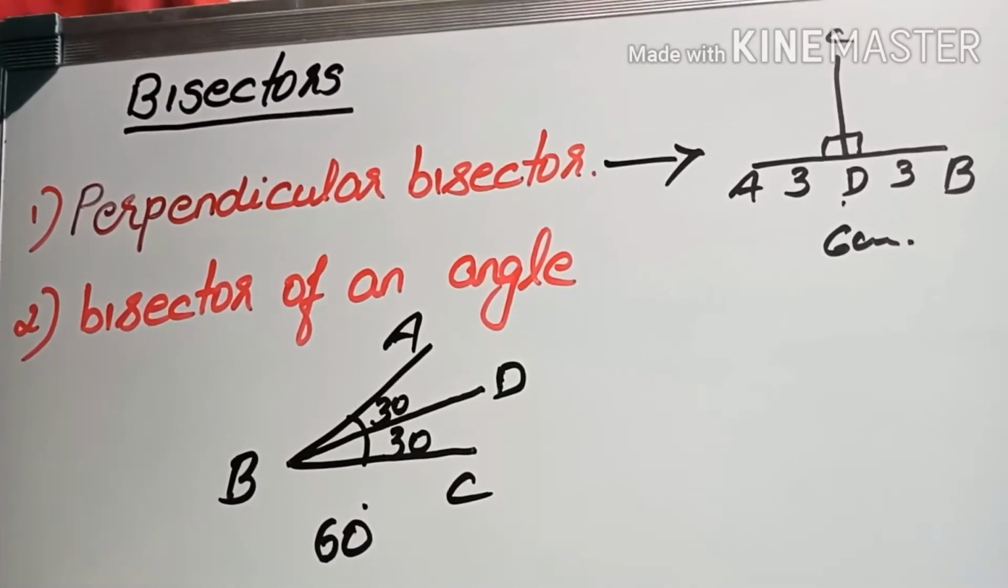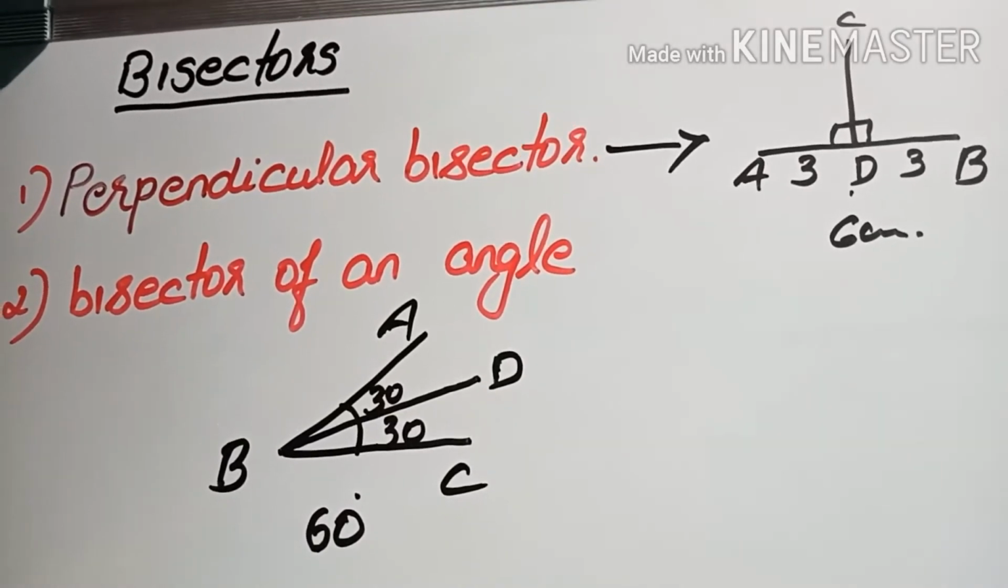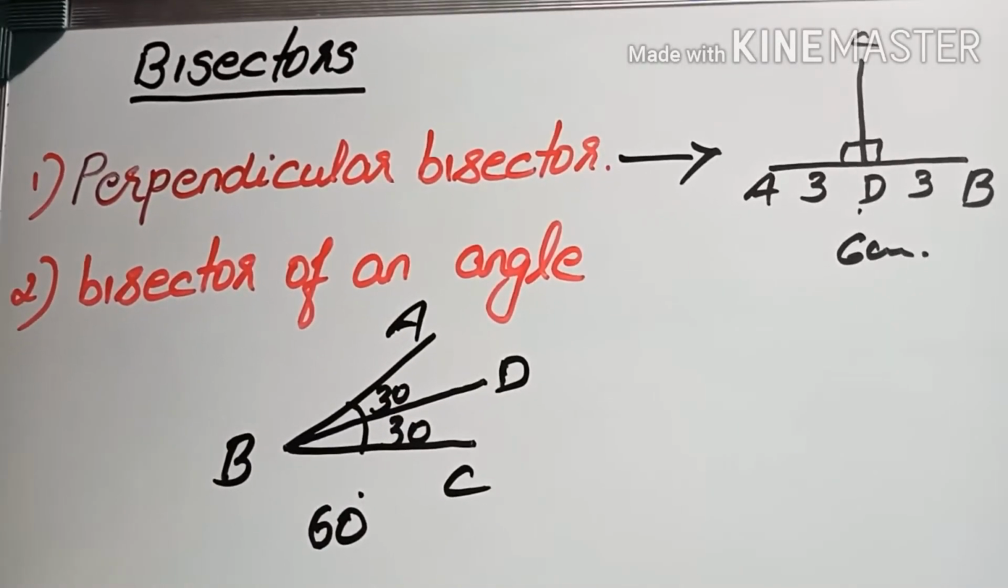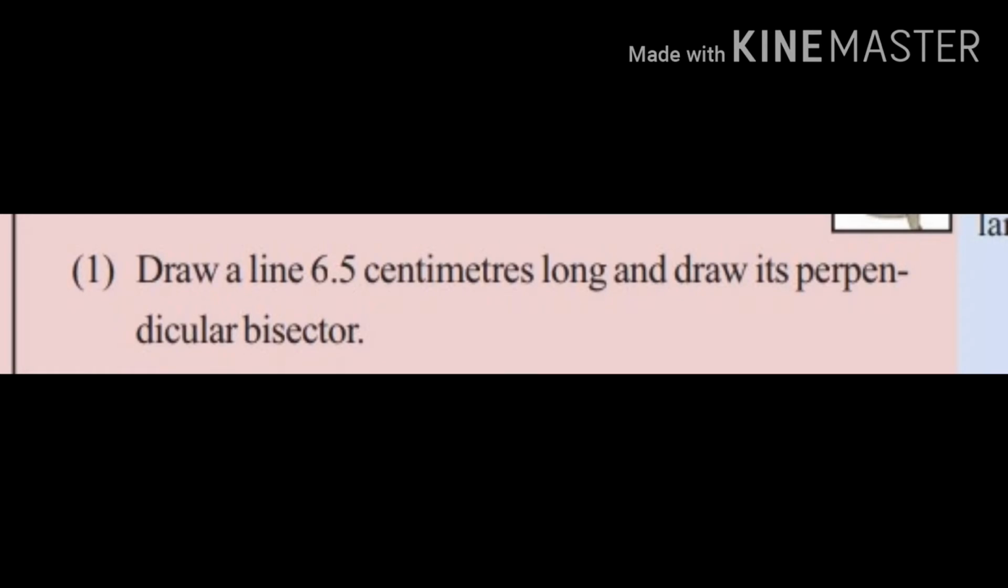These two are the bisectors, and method is there to draw these bisectors. Okay, by doing the problem, let's learn how to draw the perpendicular bisectors. So take page number 29, first question. This is the first question. Draw a line 6.5 centimeter and draw its perpendicular bisector. So we need first a 6.5 centimeter long line. So all of you be ready with your instrument box. Okay, scale, compass, pencil, etc.